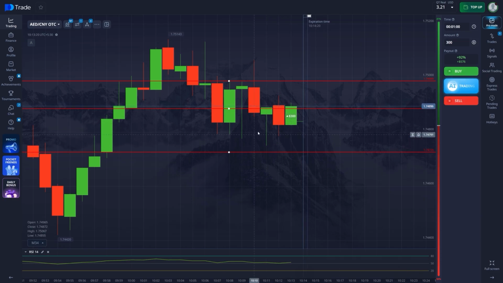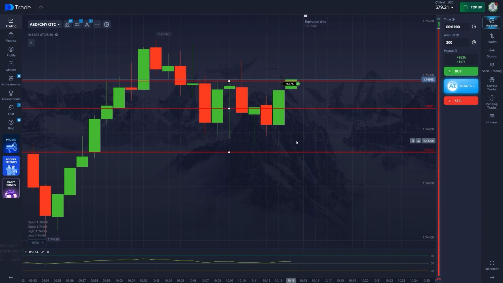The candle is holding above the support area, and buyers are continuing to defend the zone. And yes, the trade closes successfully. That gives us another winning setup, and the balance has now increased to approximately $600.